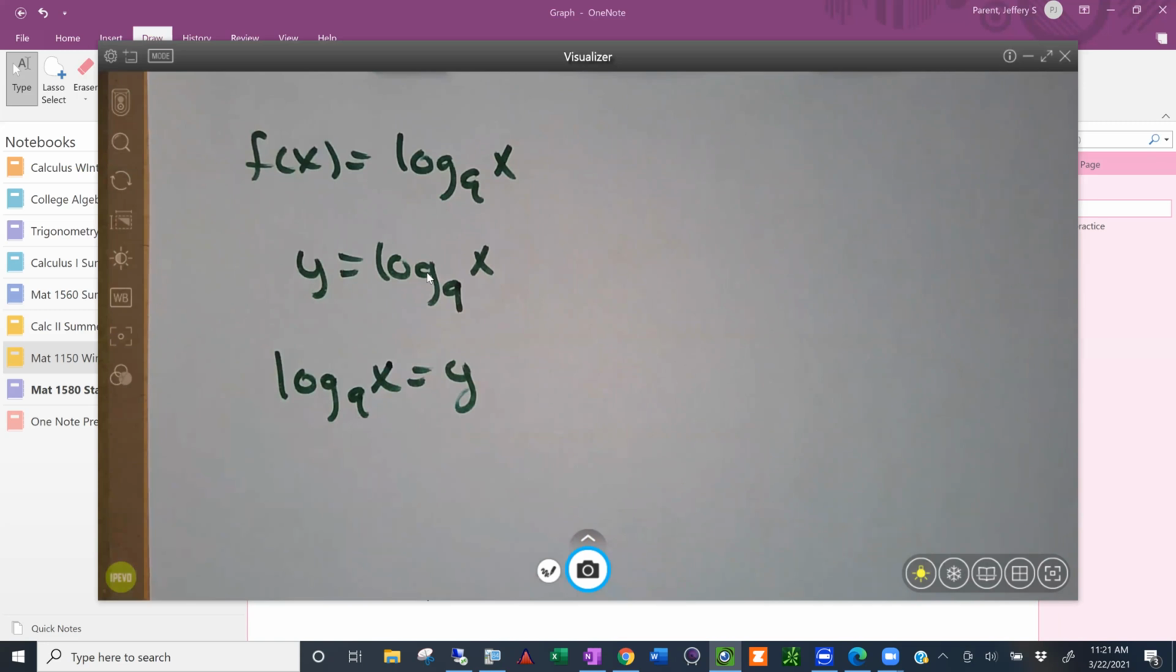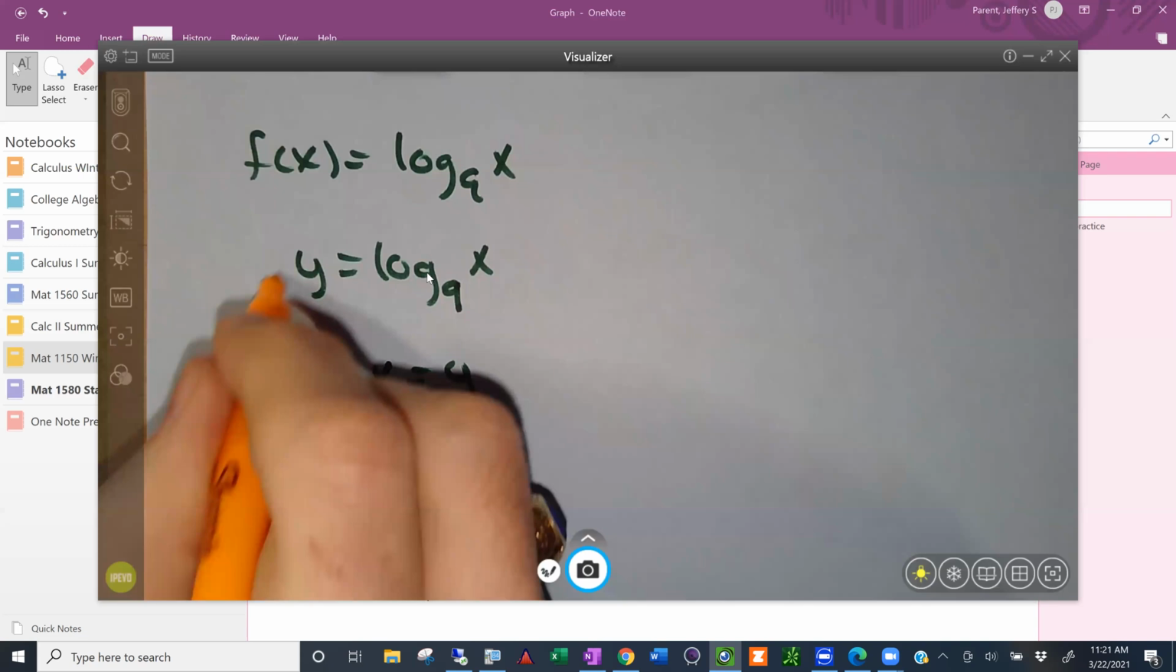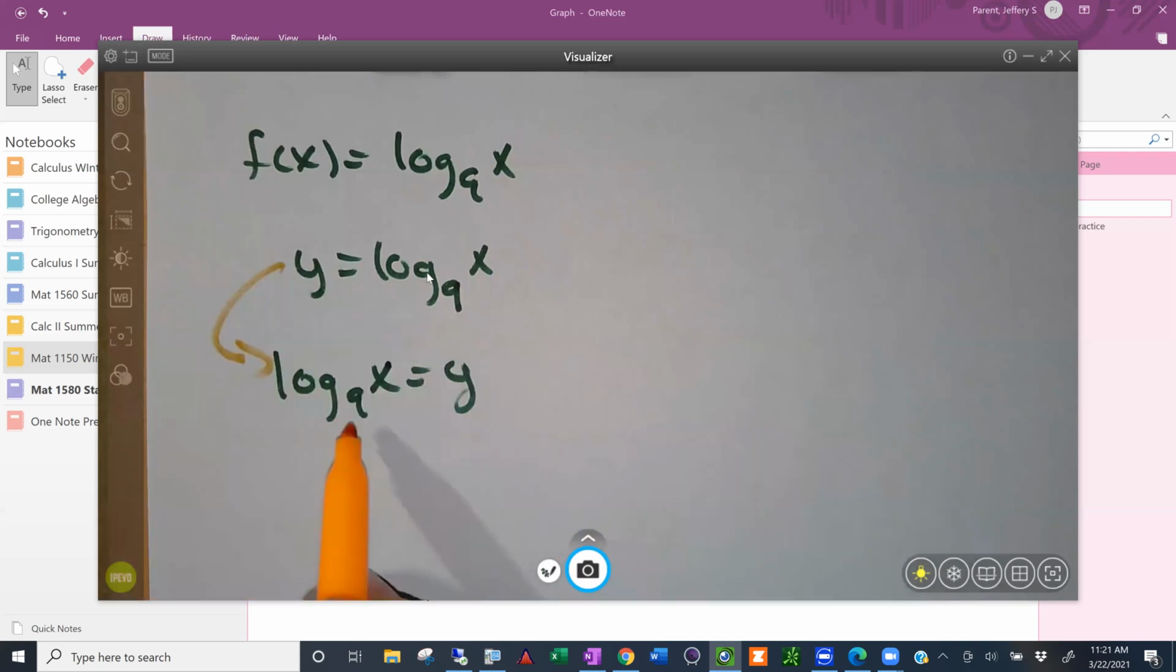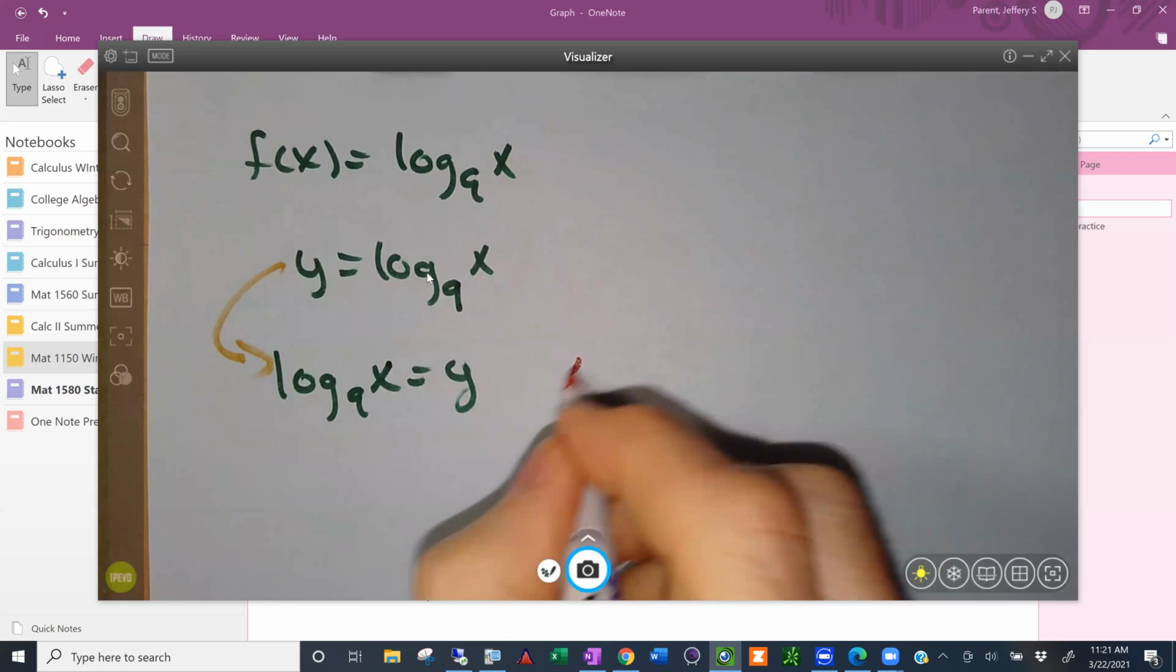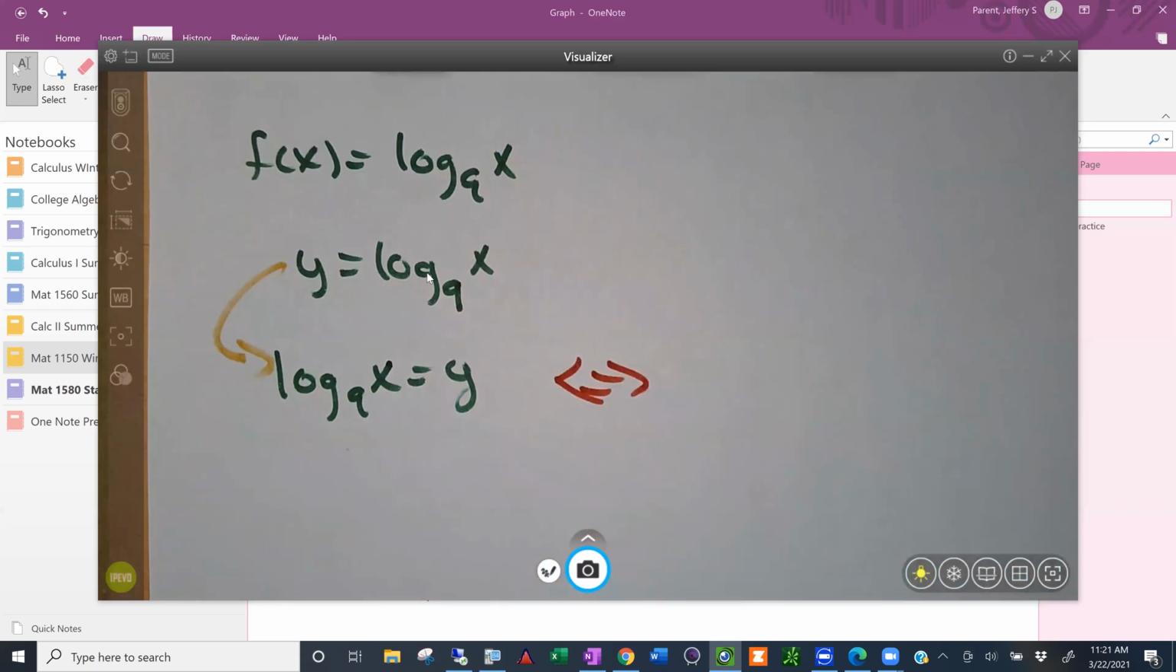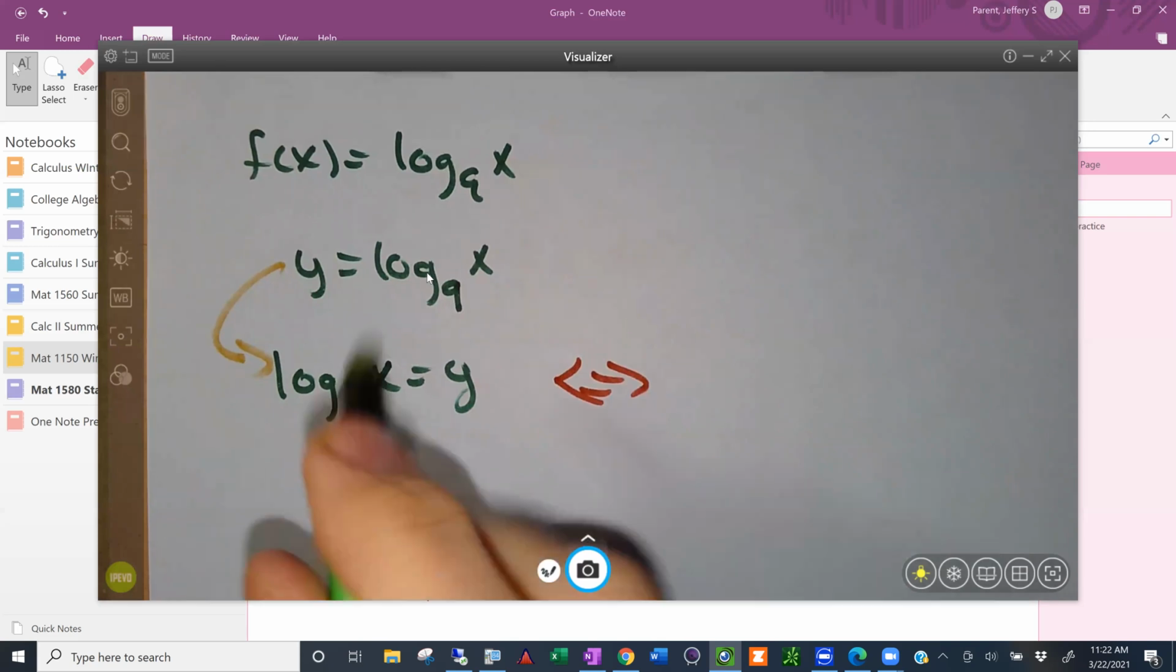And I just rewrote it here because now it's hopefully a little bit more familiar. It looks more like the form that we practiced. What would be the equivalent expression using exponents? Would it be 9 to the power of y equals x? Excellent. Thank you, Z.